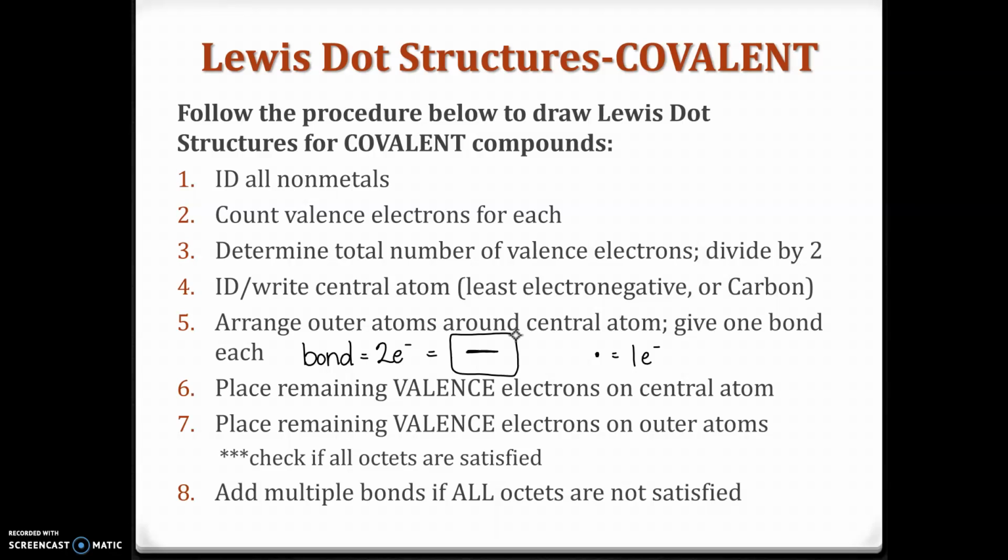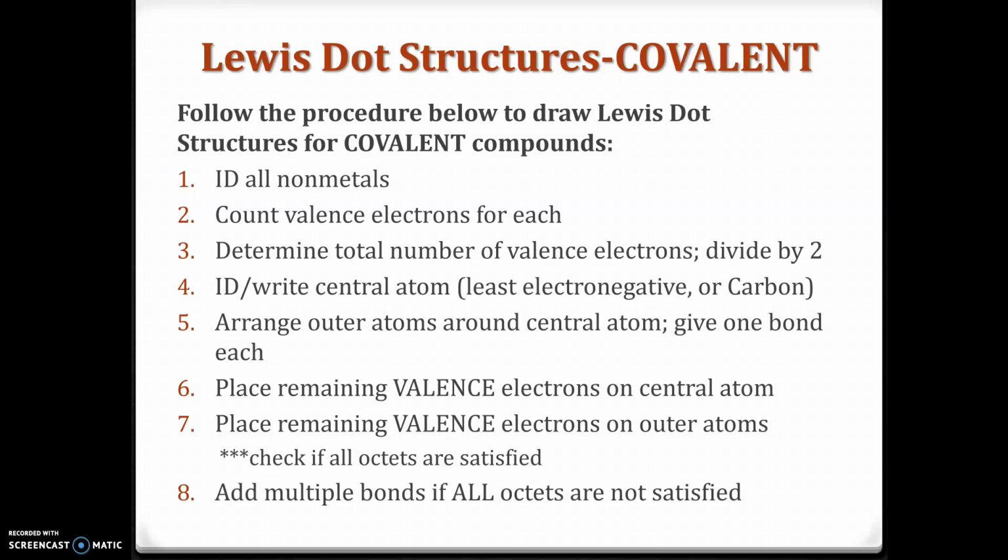These electrons, now that they're covalent bonds, are being shared between those two elements. So we use a line to represent that those electrons are being shared. After that, we get everybody separated by one bond. We're going to place in step 6 the remaining valence electrons around the central atom, and then we do the same for the outer atoms.